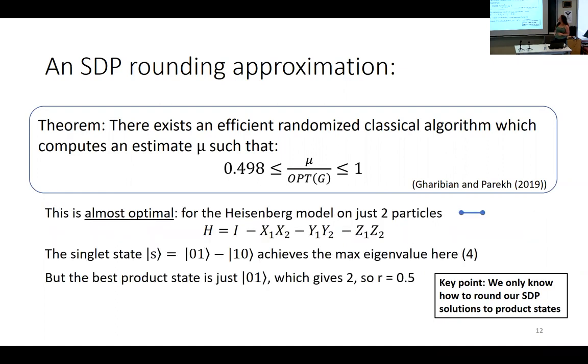Okay, and they also note that this is almost optimal for the Heisenberg model, because if you think about the very simple graph of just one edge and two vertices, the best product state gets a value of 2, and the best entangled state, I suppose, is the singlet state, which gives a value of 4. So that gives you an approximation ratio of 0.5. So 0.498 is almost 0.5. It's sort of like this is a solved problem in terms of product states.